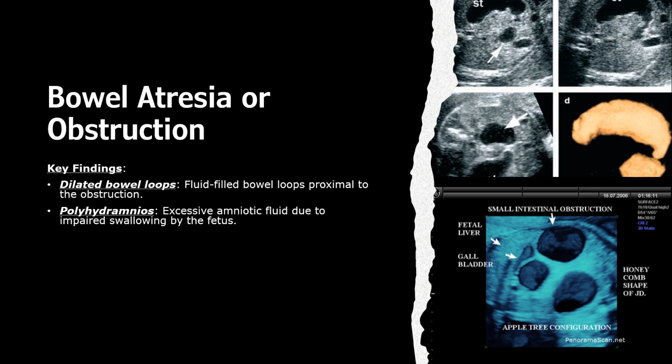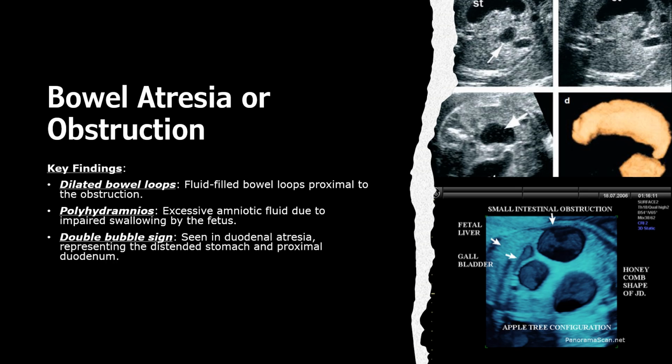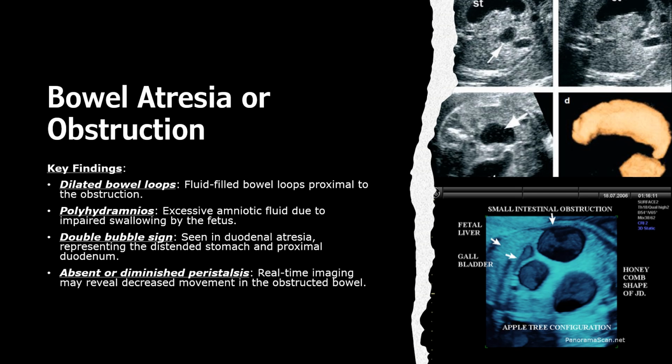Another finding can be the double bubble sign, a classic feature of duodenal atresia, showing a distended stomach and proximal duodenum on ultrasound. Absent or diminished peristalsis: real-time imaging may show decreased bowel movement, differentiating obstruction from other conditions.